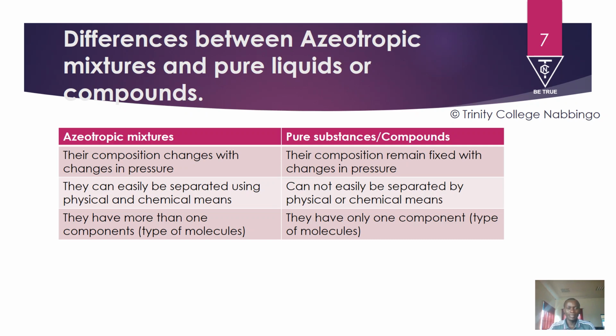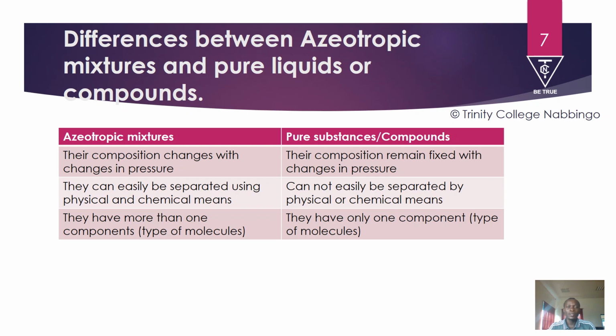So we need to look at the differences. Are they really compounds? Are they really similar? There are some similarities and differences between azeotropic mixtures and compounds. And these differences tell us that truly they are not compounds, because if they were compounds, they would not have these differences. So the differences are these. Azeotropic mixtures, their compositions change with changes in pressure. That is one of the tests to show that azeotropic mixtures are not compounds.